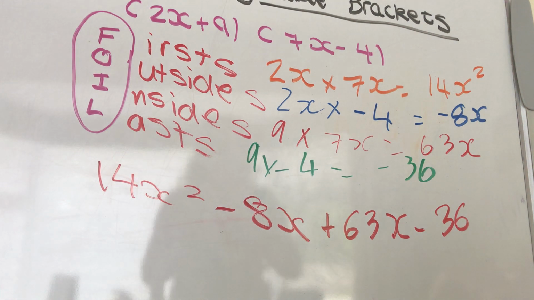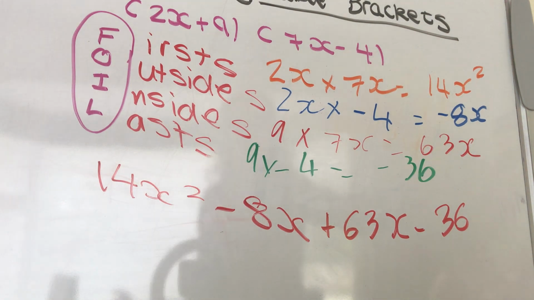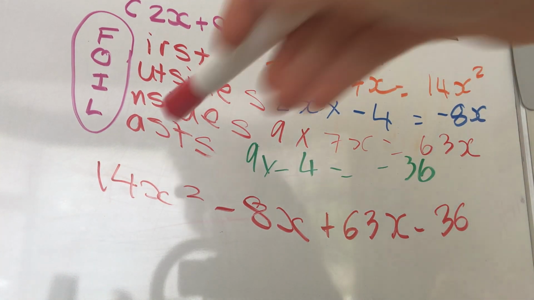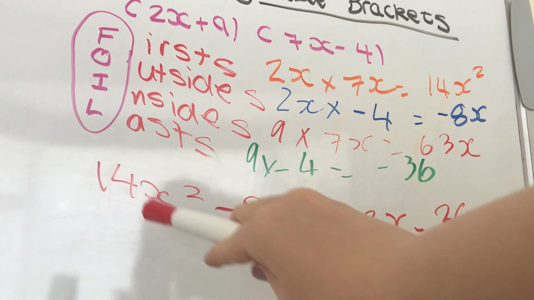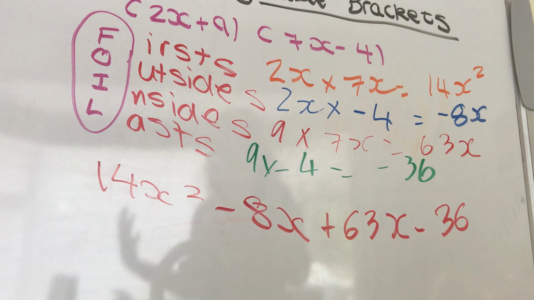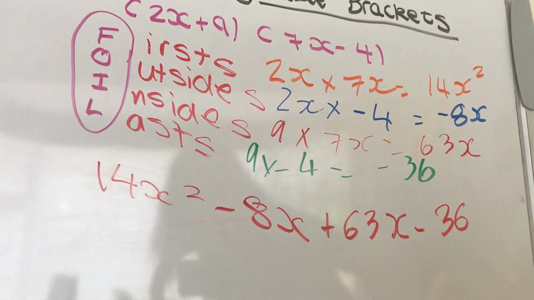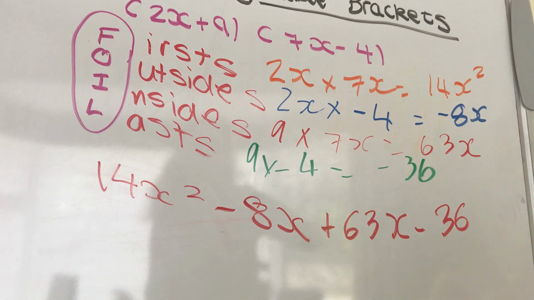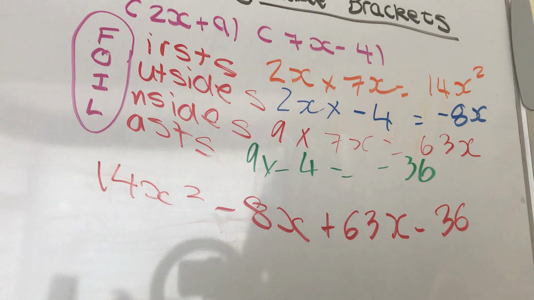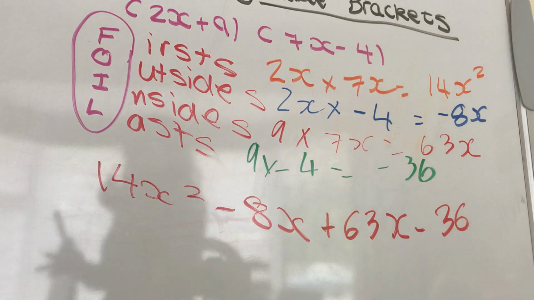But what I do see is we have a number, and there are no other plain numbers, so we can't do anything more. We're not going to be able to simplify negative 36 anymore. And we have a 14x squared, and there are no other x squareds here, which means we cannot simplify that any further. However, we do have an x, and we do have a 63x. So negative 8x and 63x, but the positive and negative won't affect it. As long as there are a number and an x, that is going to be perfectly fine to work with.